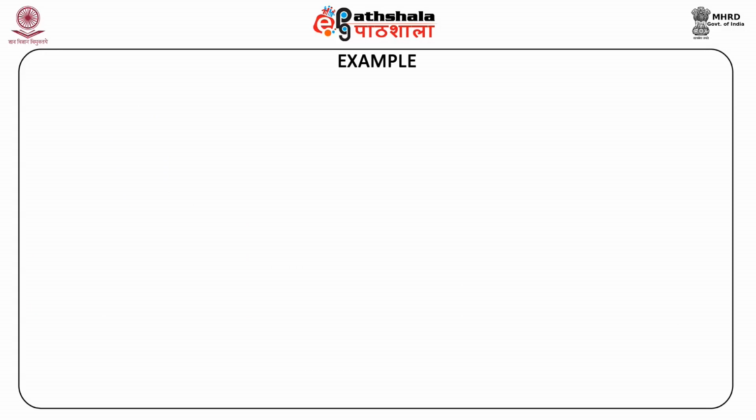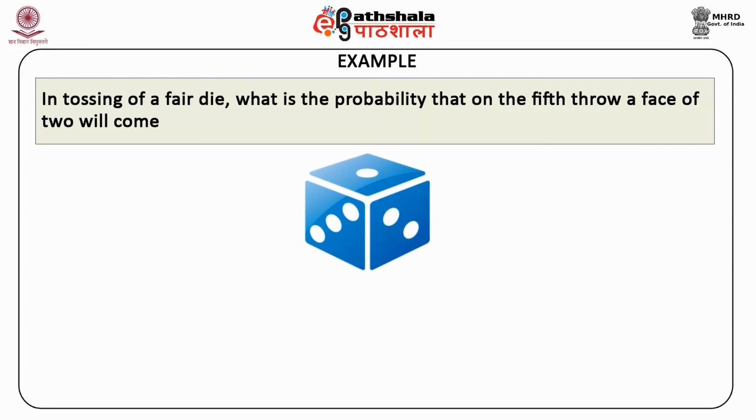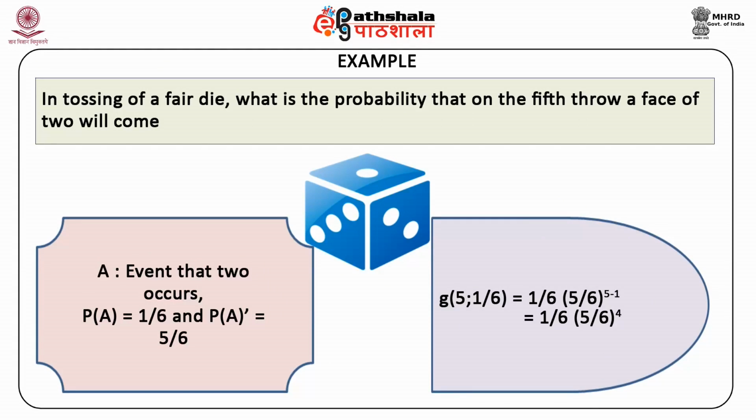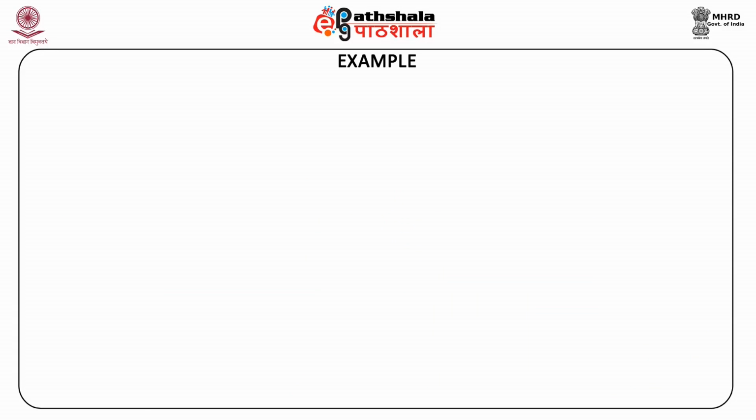Let us understand it with the help of an example. In tossing of a fair die, what is the probability that on the fifth throw a face of 2 will come? Let A be the event that 2 occurs. Then probability of A is equal to 1 by 6 and probability of A complement is equal to 5 by 6. By applying 6.6, we get G of 5, 1 by 6 is equal to 1 by 6 into 5 by 6 to the power 5 minus 1, which is further equal to 1 by 6 into 5 by 6 to the power 4.